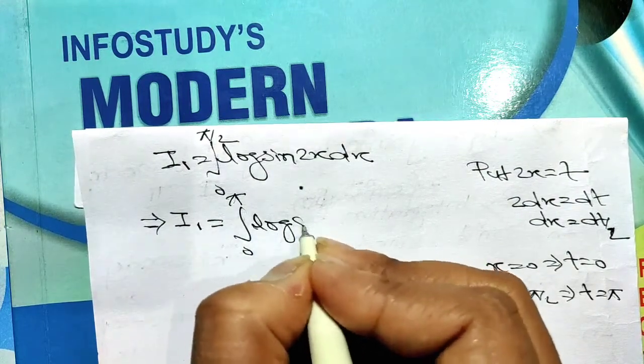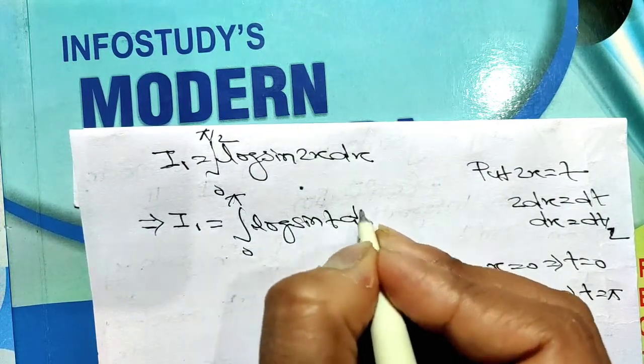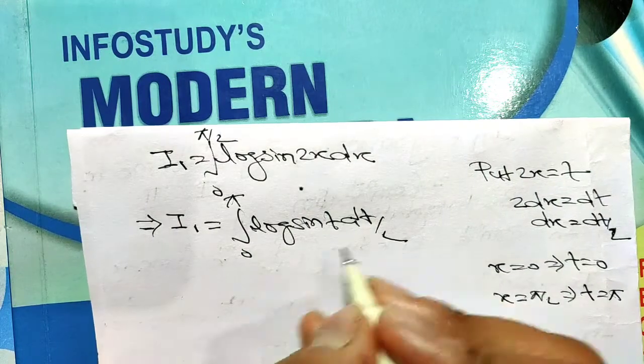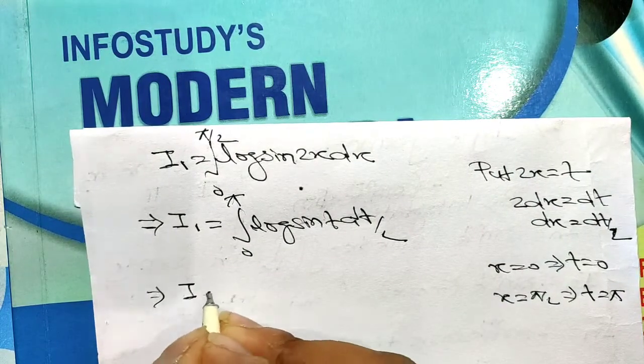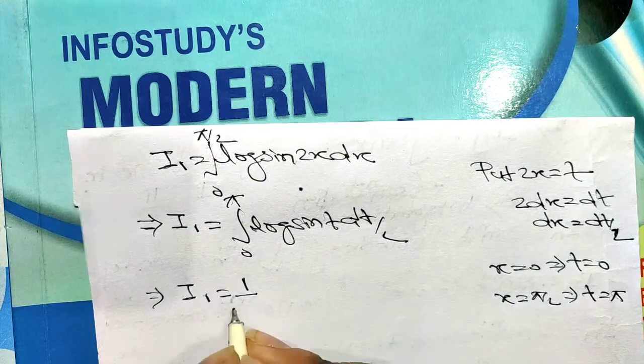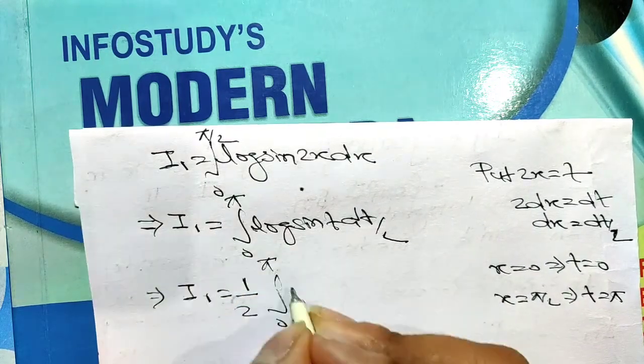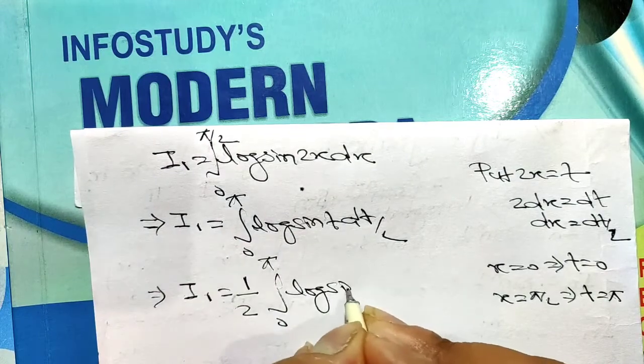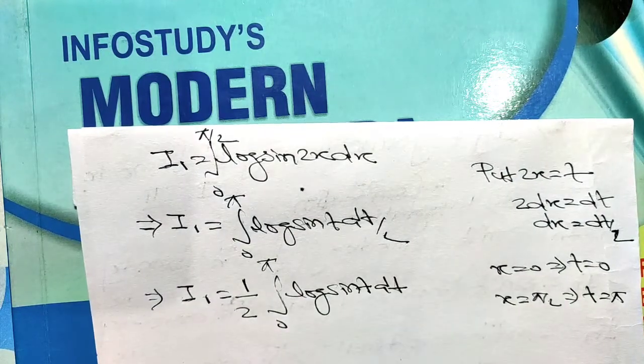The integral from 0 to pi of log sin t dt upon 2. So I1 is equal to, write this 1 by 2 outside of the integration, the integral from 0 to pi of log sin t dt.